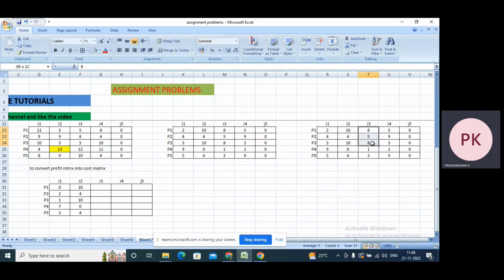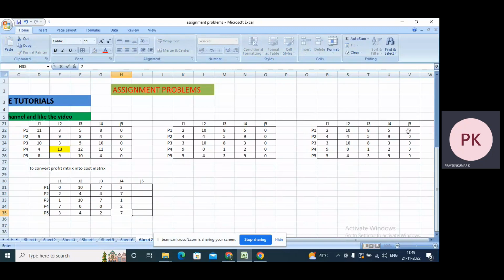Go to the third column. The least element is 1. I'll subtract the least element from the other elements. So this becomes 8 minus 1 is 7, this becomes 4, this becomes 7, this becomes 0, this becomes 2. Then go to the fourth column. The least element is 2 and subtract the other elements by 2. So this becomes 3, this becomes 7, this becomes 1, this becomes 0, and this becomes 7.